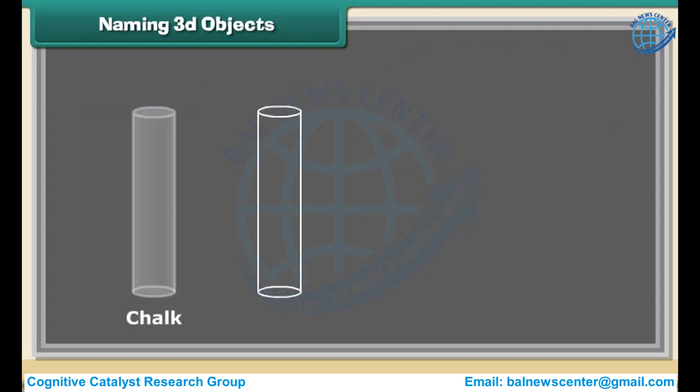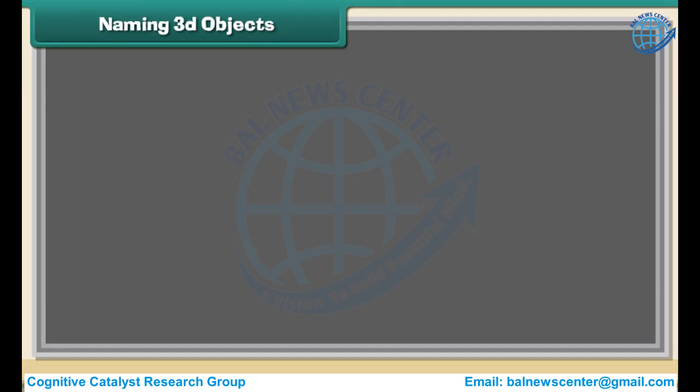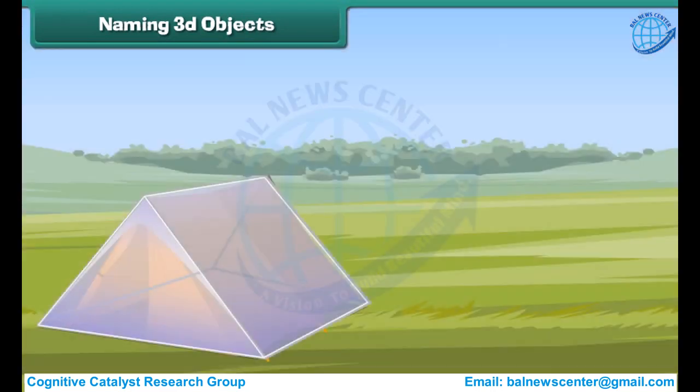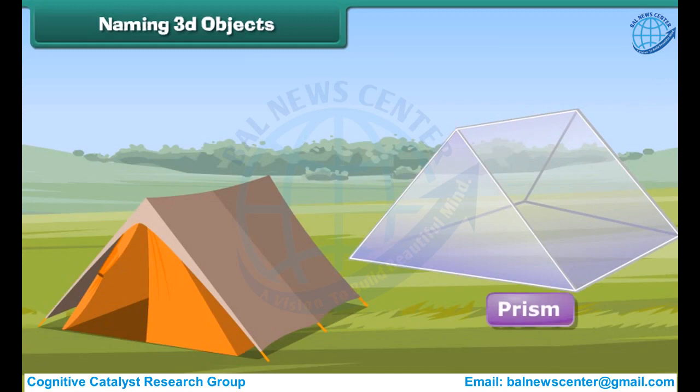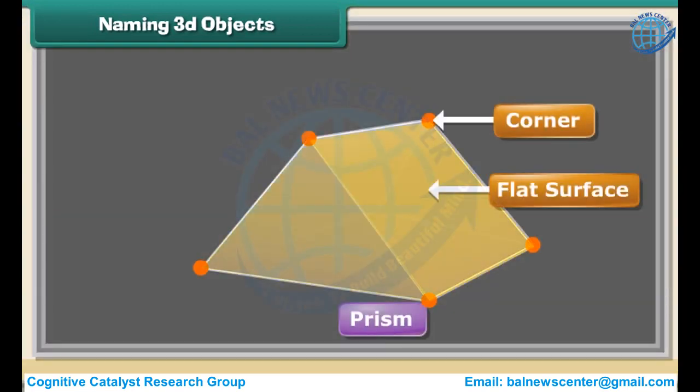A chalk is a cylinder. It has a round surface and two flat surfaces. A ball is a sphere. It has a round surface. A tent is a prism. It has corners and flat surfaces.